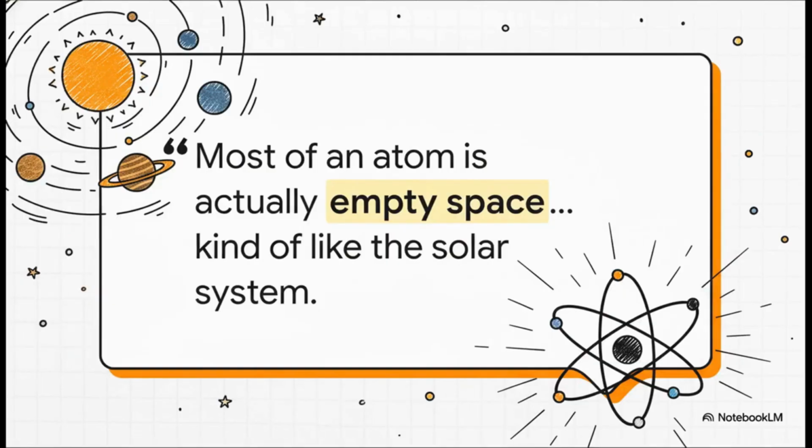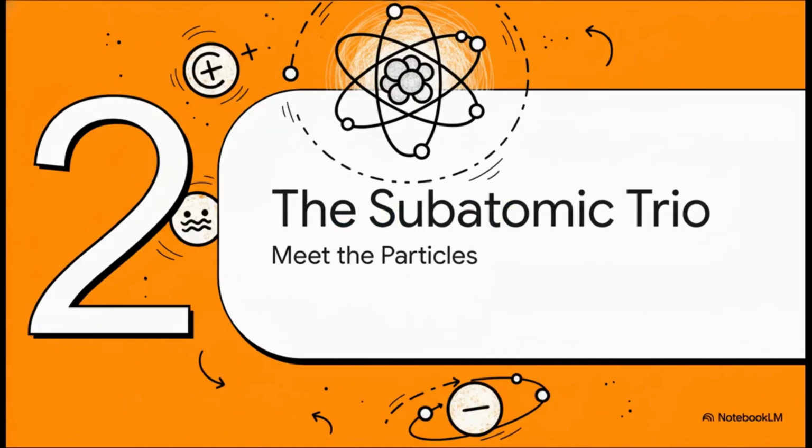And this leads to something that's kind of hard to wrap your head around. Just like our solar system is mostly empty space with planets orbiting a sun, an atom is pretty much the same. It's almost all empty space. Get this, the nucleus, the part with nearly all the mass, is about 10,000 times smaller than the entire atom. It's wild. All right, so what exactly is in that tiny nucleus? And what are these electrons zipping around? It's time to zoom in even further and meet the three key players, the subatomic trio that makes up literally every atom in the universe.